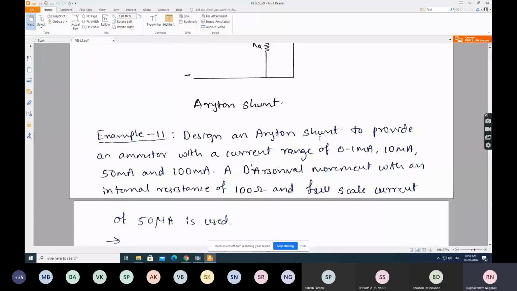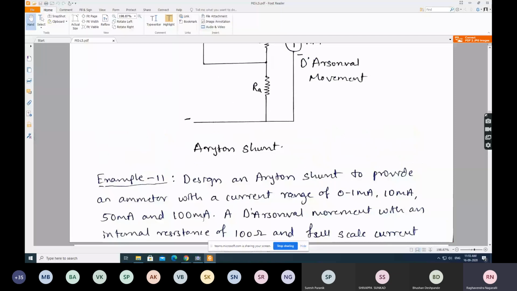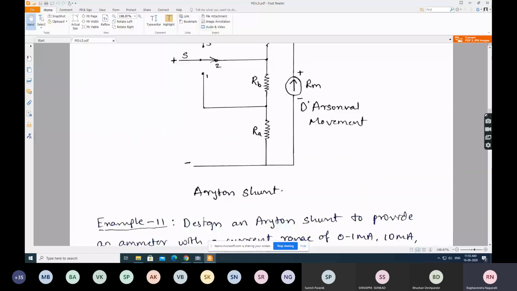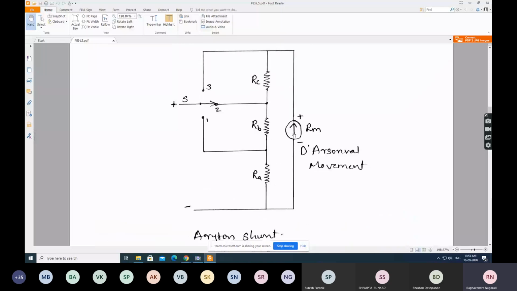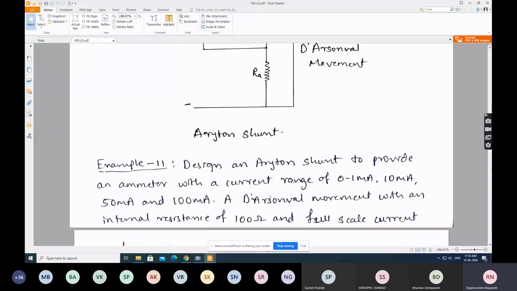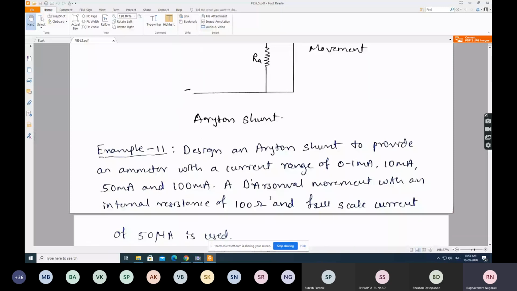Design an Ayrton shunt to provide an ammeter with a current range of 0 to 1 milliamp, 10 milliamps, 50 milliamps, and 100 milliamps. A D'Arsonval movement with an internal resistance of 100 ohm and a full scale current of 50 microamps is used. So first draw this circuit for this given problem. So here we need 4 different ranges. So there will be 4 different resistors in series combination with parallel to the basic meter.